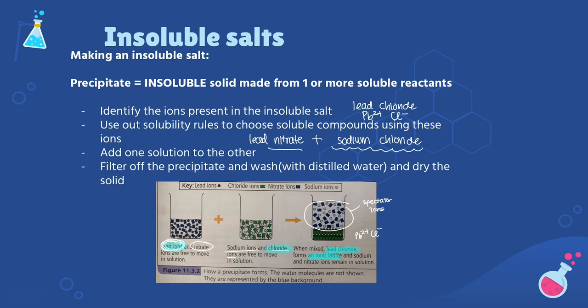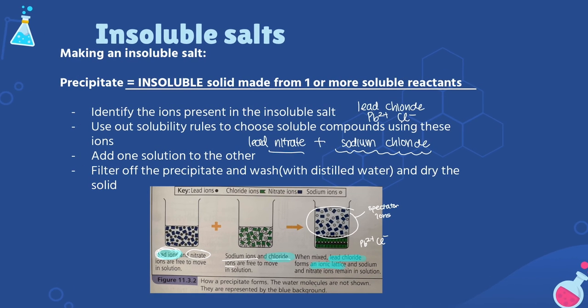Lastly, we've got making insoluble salts. So basically a precipitate is an insoluble solid made from one or more soluble reactants. So 2 soluble reactants will create an insoluble substance, which is known as a precipitate.